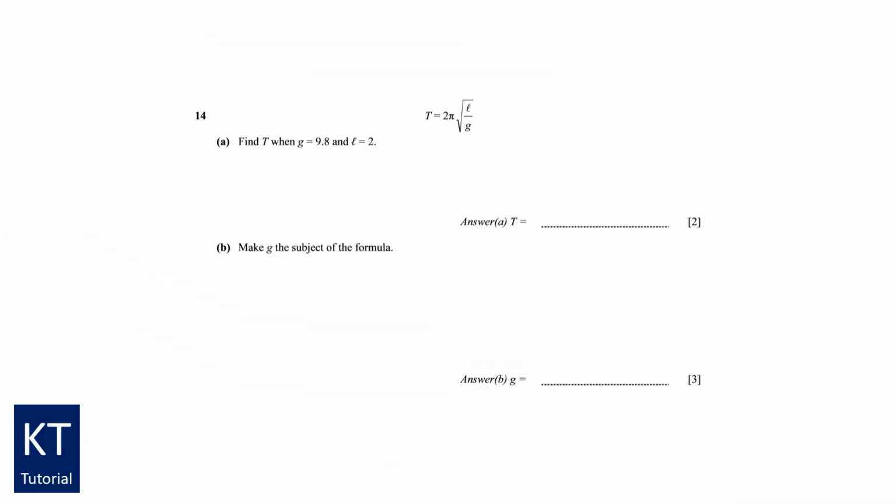Question 14. Find T when g is 9.8 and L is 2. The math should get us to 2.84. Next, make g the subject of the formula. This rearrangement will get g to be equal to 4 pi squared L over T squared.